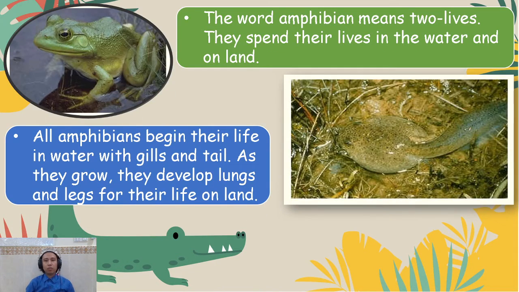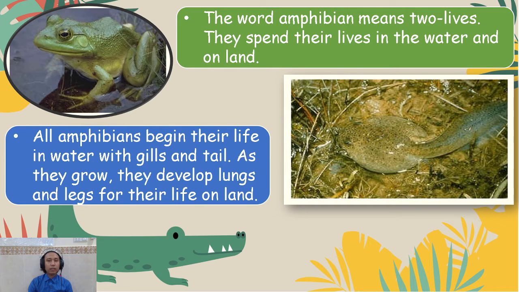The word amphibian means 2 lives. They spend their lives in the water and on land. All amphibians begin their life in water with gills and tails. As they grow, they develop lungs and legs for their life on land.